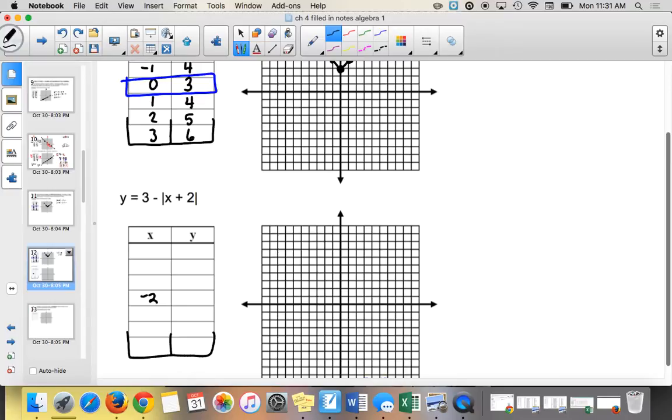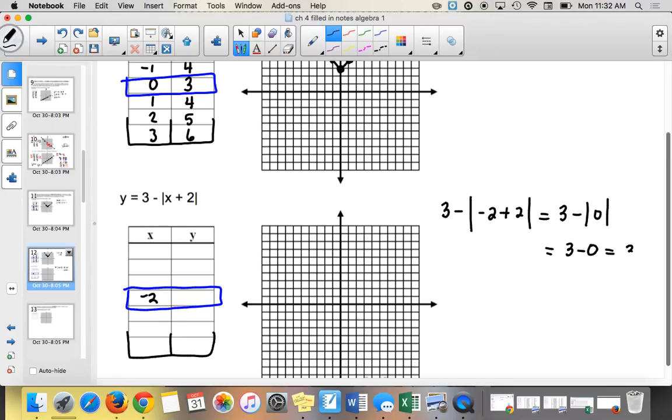So I'm going to put negative 2 in the middle. All right, so it's a little bit harder. So let's write it out. So I have 3 minus absolute value of negative 2 plus 2. So that's going to be 3 minus absolute value of 0, which is 0. So 3 minus 0 is 3.